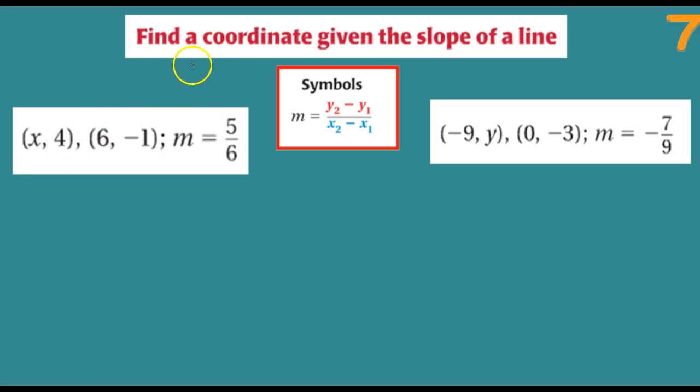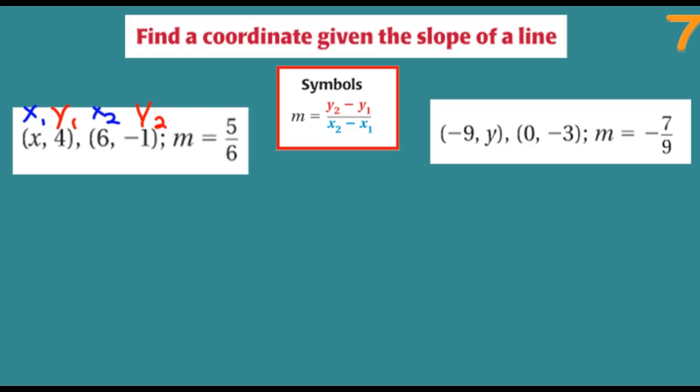Next problem, we're going to find a coordinate. This time we're given the slope of the line. So we're looking for x. We don't know what x1 is. We do know, though, what m is. We know that m is 5/6. So we don't know what x1 is. We do know what x2 is. We also know what y1 is and y2.